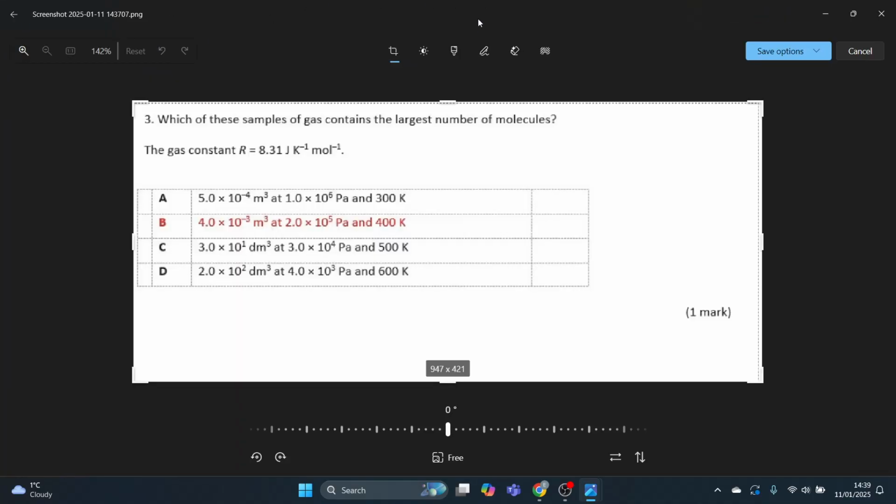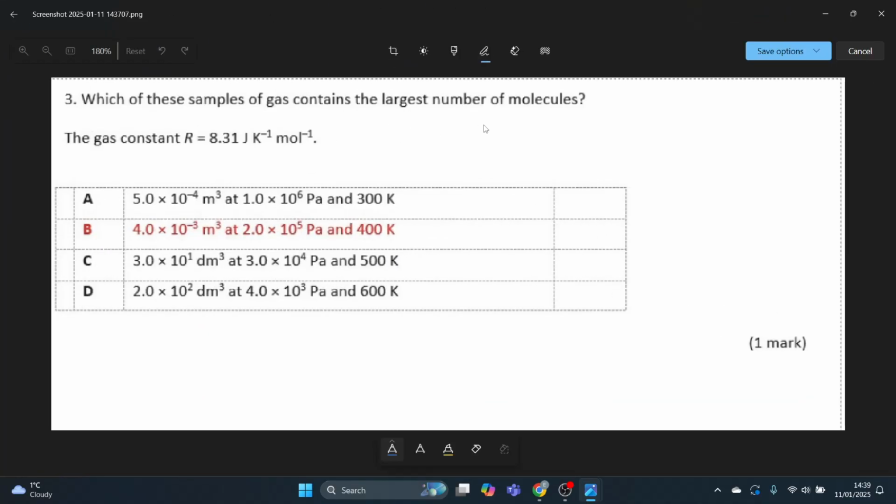Question 3, again, it's got the answer. Which of these samples of gas contains the largest number of molecules? What we'd have to do is find out the number of moles and then times by 6.022 times by 10 to the power 23. As soon as we find out the number of moles, the one that has the largest number of moles will have the largest number of molecules. PV equals nRT, and all we need to do is find out the number of moles. n equals PV divided by RT, and I'll find out each and every single one.